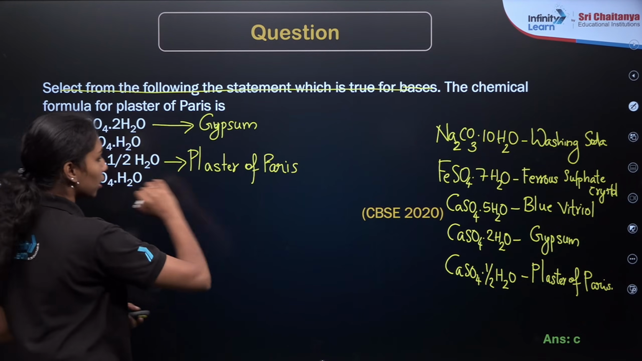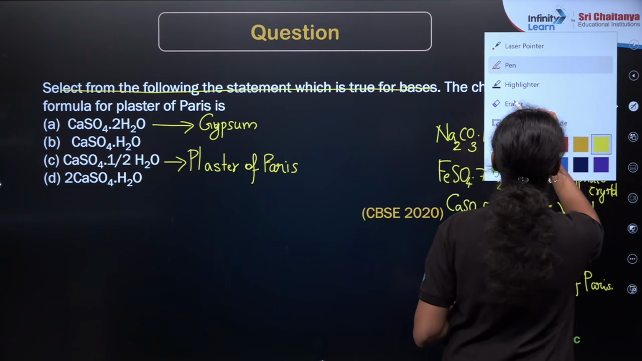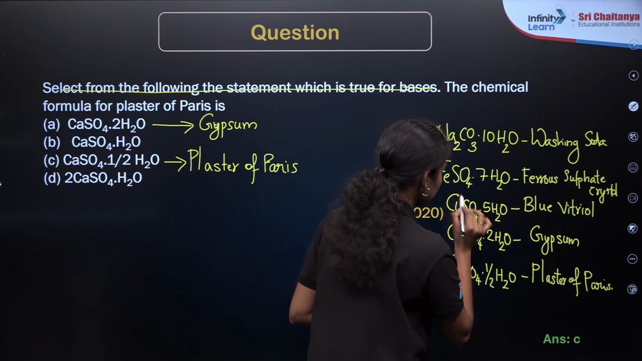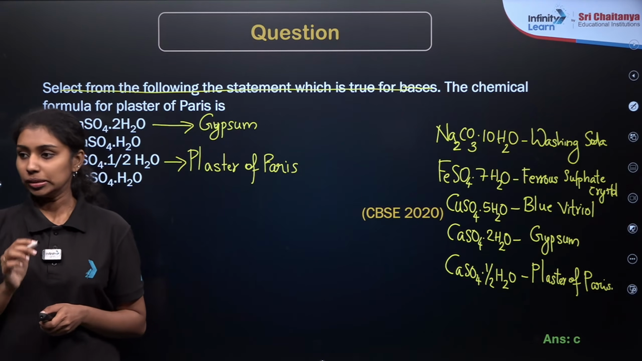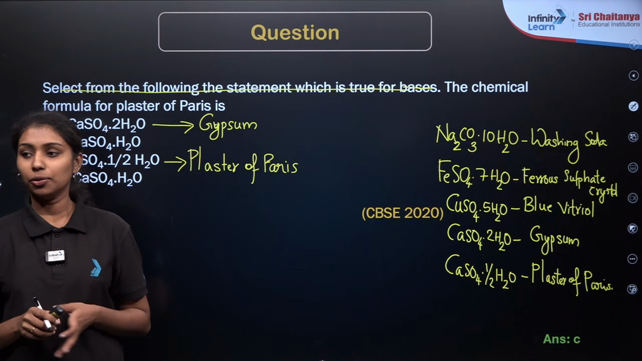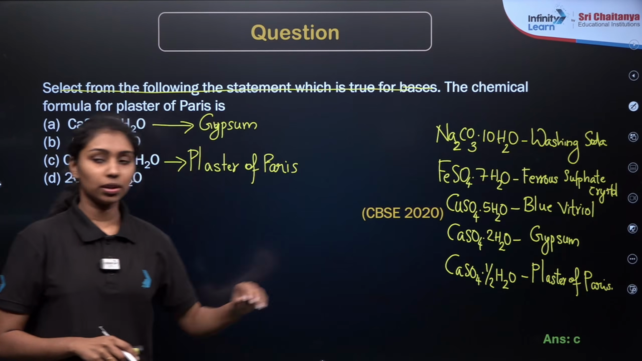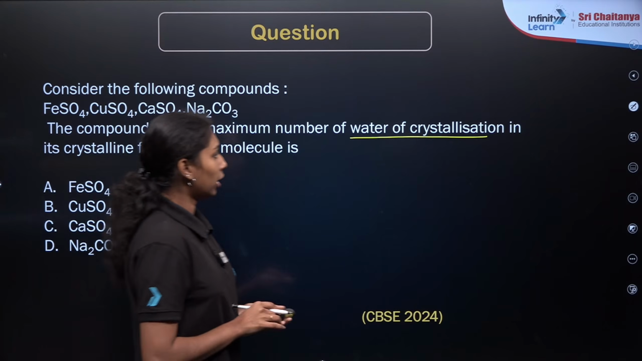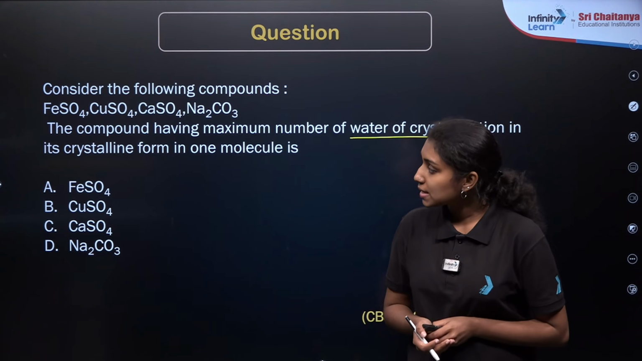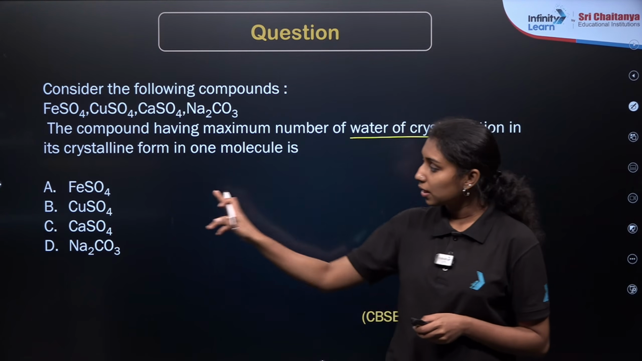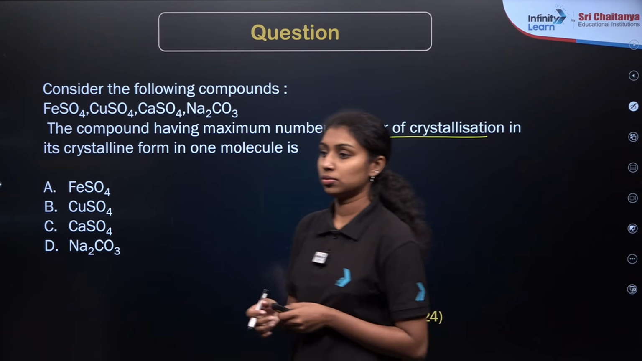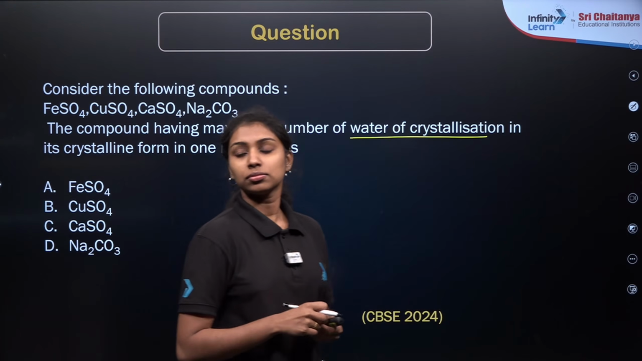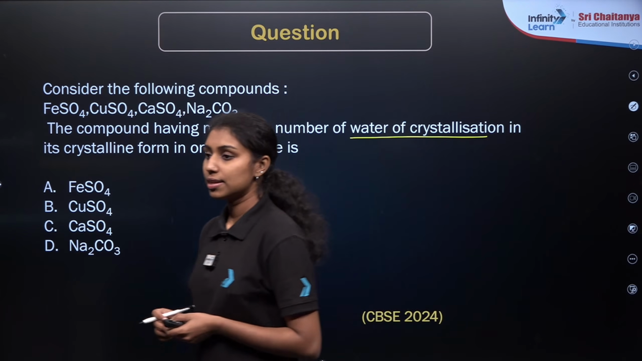Okay, there is a small correction here. This is not calcium sulfate, this is copper sulfate. Sorry for the correction. Sorry for the mistake. Just note it down. Blue vitriol means copper sulfate dot 5H2O. Okay, now you can answer the question. Which one is having the maximum number of water of crystallization in these molecules? So what will be the answer?